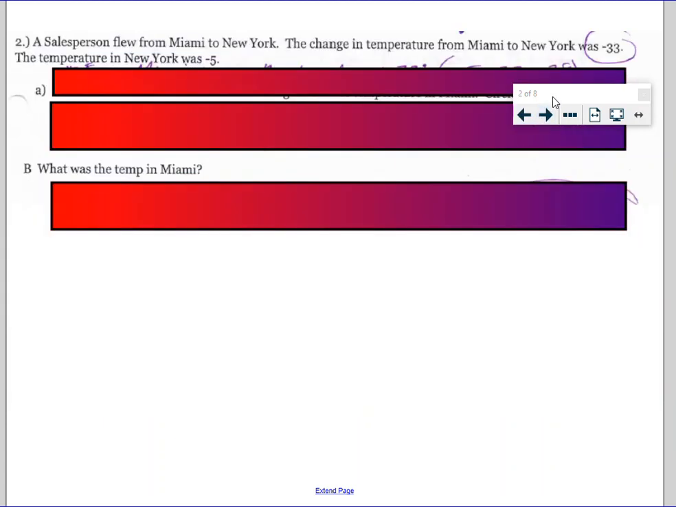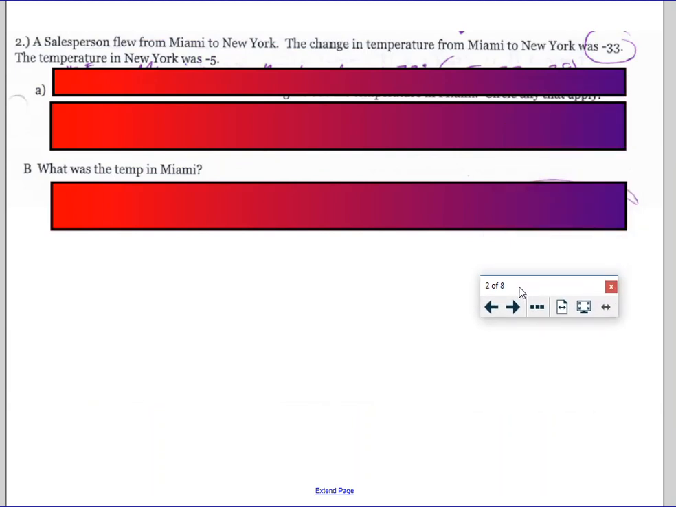Number two, a salesperson flew from Miami to New York. The change in temperature from Miami to New York was -33 degrees. We read that to mean that the temperature dropped 33 degrees. And by the time we got to New York, it was -5, which means when we left Miami, it was 33 degrees warmer than -5.